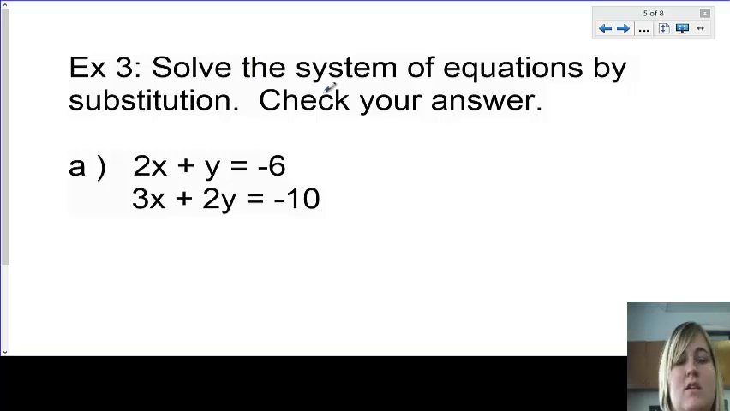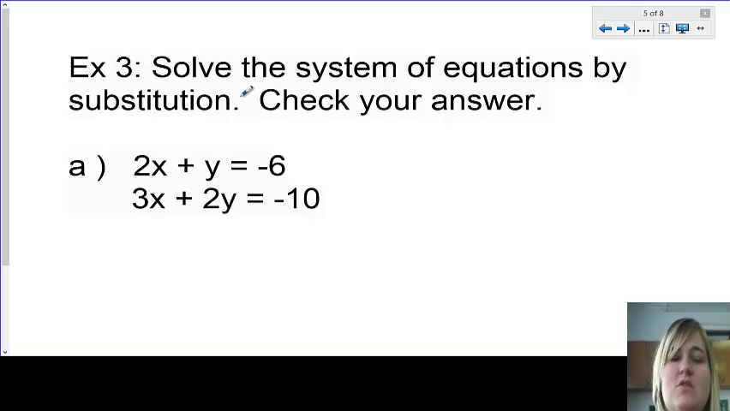Alright, it says, solve the system of equations by substitution. Check your answer. On these, I have x and y on the same side and x and y on the same side. You should have known that was going to happen to you. So we have to look at them and see which one is going to be easiest for us to get x or y by itself.